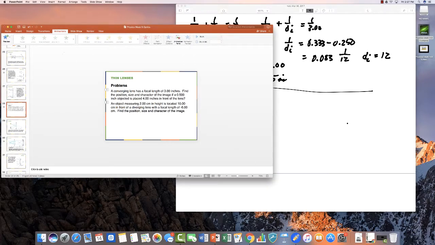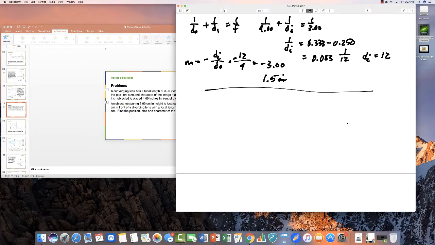The second problem: an object 2 centimeters in height is located 10 centimeters in front of a diverging lens of focal length minus 6. Find the position, size, and character of the image. Okay. Same formula, 1 over d0 plus 1 over di is equal to 1 over f. So 1 over 10 plus 1 over di is equal to 1 over minus 6. So 1 over di is going to be minus 1 over 6 minus 1 over 10.